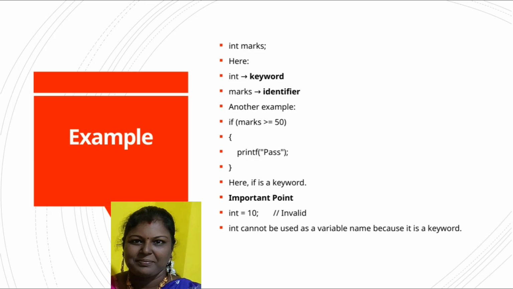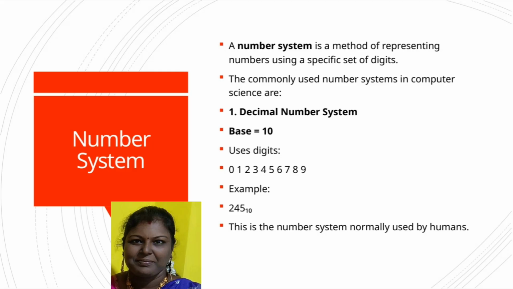A number system is simply a way to represent numbers using a specific set of digits. The one we're most familiar with is the decimal system, base 10, which uses digits 0 through 9. For example, the number 245 in decimal is written as 245. This system is what we use every day, the one that feels natural to us. But in computer science, there are other number systems too, each with its own base and set of digits. We'll explore those next.